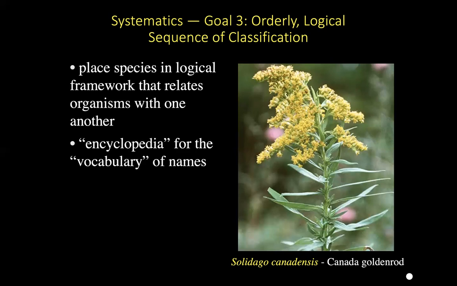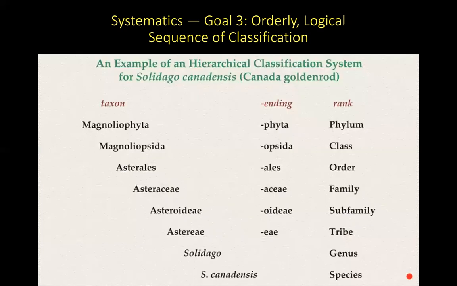So essentially, we need to create an encyclopedia to organize the vocabulary of names. This is all very relevant, especially when we have specimens that are placed in an herbarium or a press-dried plant collection. There must also be a specimen tied to every single name. And so we want that to all be very organized in a way that makes evolutionary sense. Right, so again, we've talked about this, you've seen this, right? But here is an example of the Linnaean hierarchical classification system for that Canadian goldenrod, Solidago canadensis.